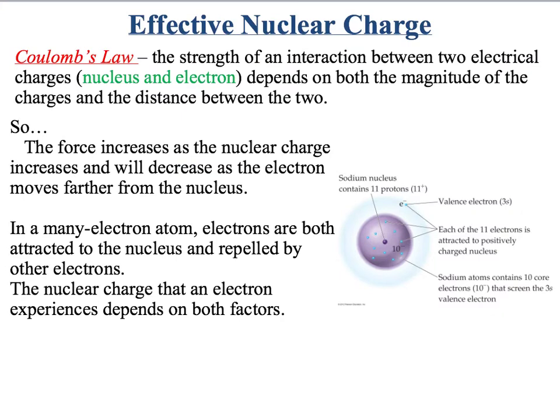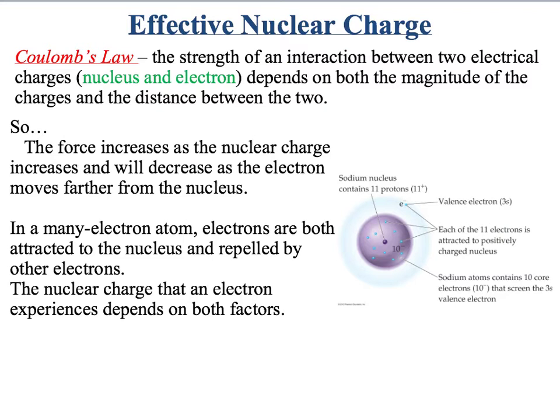Alright, so a large majority of the properties of atoms depends on electron configuration and how strongly the outer electrons are attracted to the nucleus. So really to understand effective nuclear charge, we need to understand what's called Coulomb's Law. Okay? And it describes the strength of an interaction between two electrical charges. And these are usually the nucleus and the electrons. Okay? Electrons are negatively charged and the nucleus has protons and neutrons. Well, the protons have this positive charge.